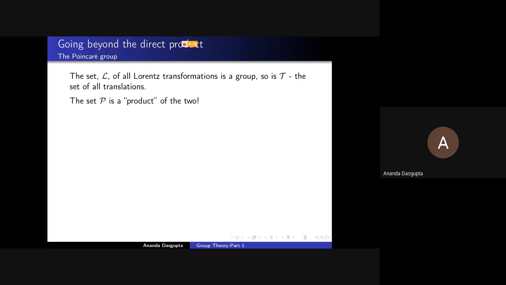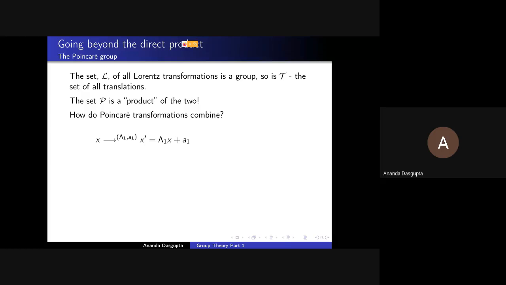The set P, which essentially contains a Lorentz transformation and a translation, just like a direct product contains an element G1 and an element G2 from capital G1 and capital G2 respectively, is a product of the two, but you notice that the product is being written with quotes. Why the quotes? The answer is, how do you combine Poincare transformations?